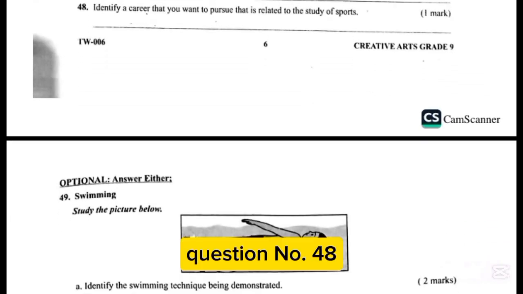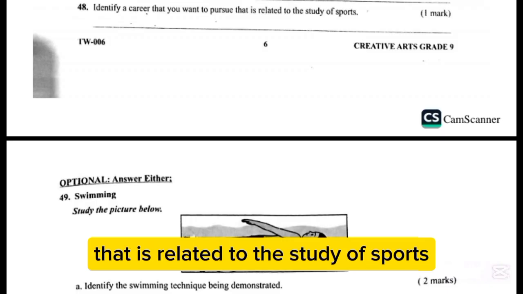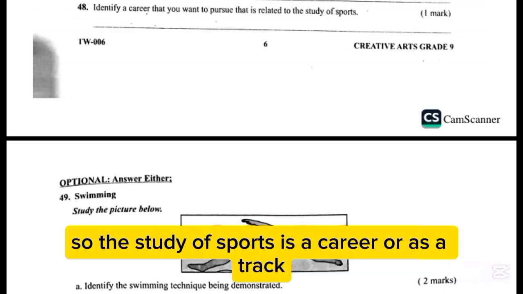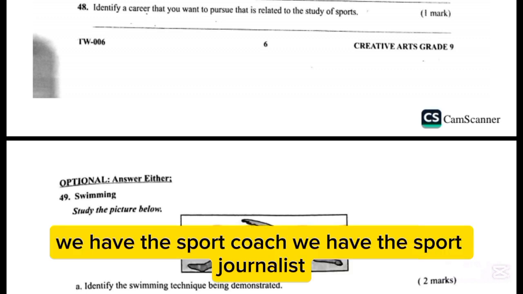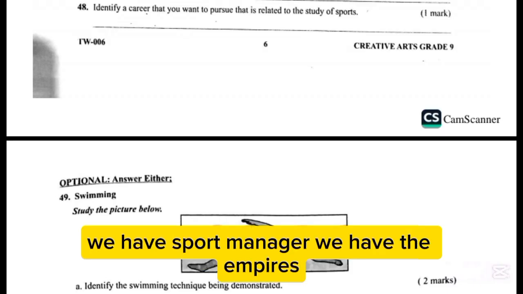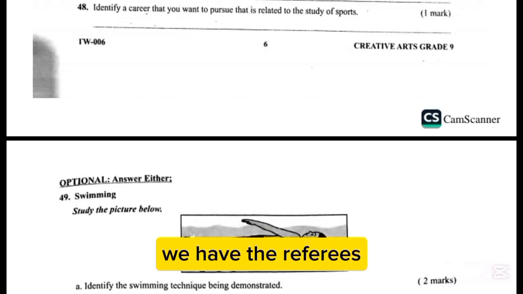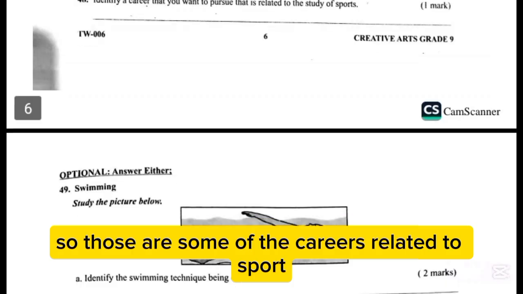Question number 48. Identify a career that you want to pursue that is related to the study of sports. So the study of sports is a career or a track under arts and sports. We have the sport coach, we have the sport journalist, we also have the sport director, we have sport manager, we have the umpires, we have the referees, we have sport doctors or nutritionists, and more. So those are some of the careers related to sport.